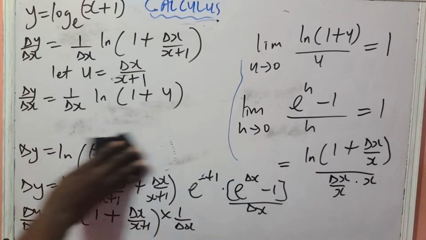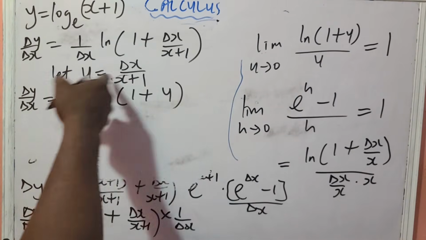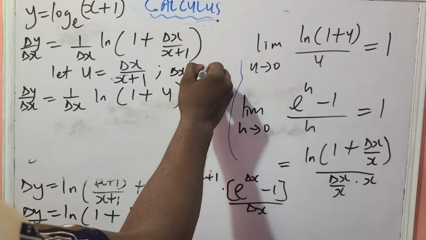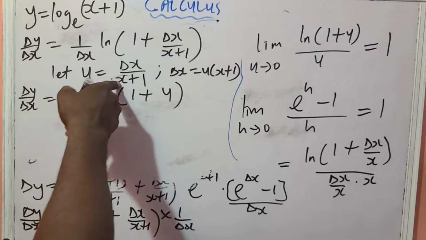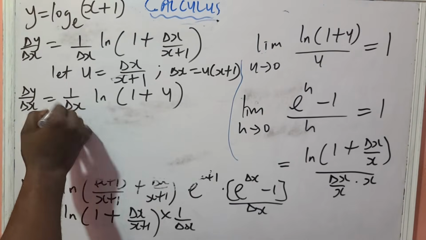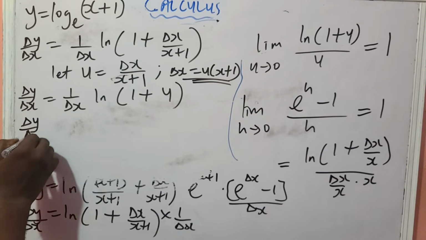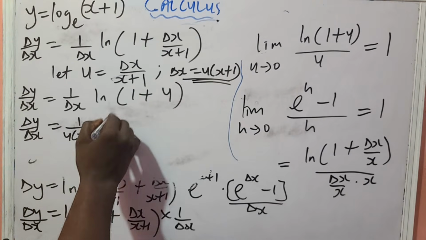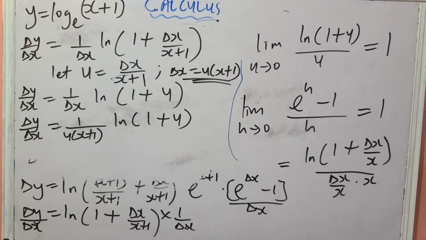input. Now, from what I wrote there also, if change in x was equals to this, that means from what I wrote here, change in x is equals to what? U times x plus 1. Because I just cross multiply. Look at change in x is equals to U times x plus 1. That's perfect. So that means I can also go on to change my change in x here to this. So I can have change in y over change in x is equals to 1 over U times x plus 1, ln 1 plus U.